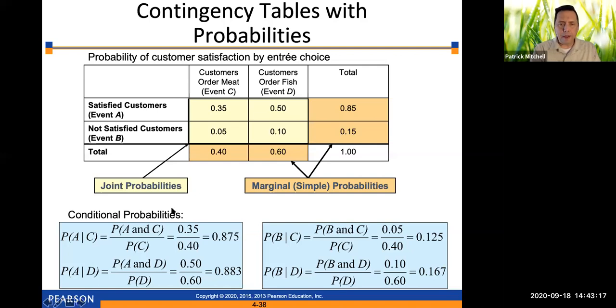Your conditional probabilities, so A given C, that would be the probability that the person was satisfied given that they ordered meat. Using the formula, you get probability A and C divided by probability C. Here is probability A and C. Here's probability C. 0.35 divided by 0.4 is 0.875. And they're also showing you the probability the person was satisfied given that they ordered fish, the probability that they were not satisfied given that they ordered meat, and the probability that they were not satisfied given that they ordered fish.